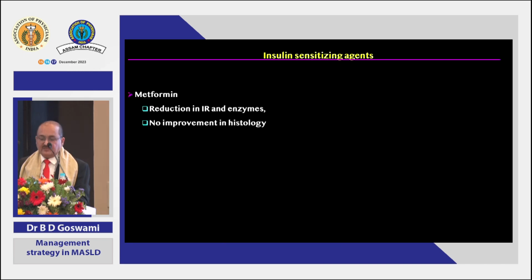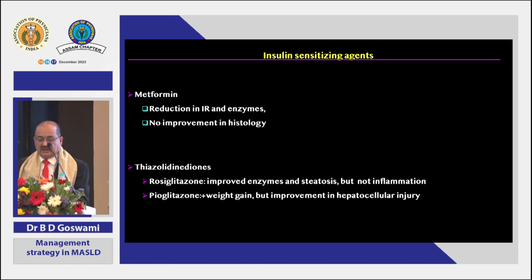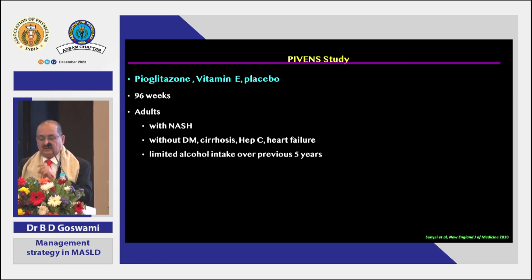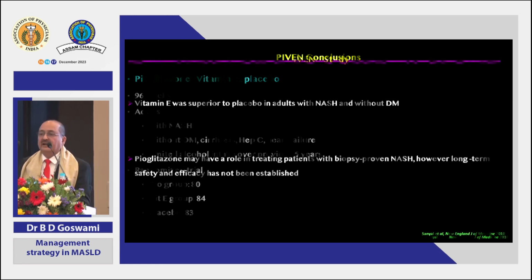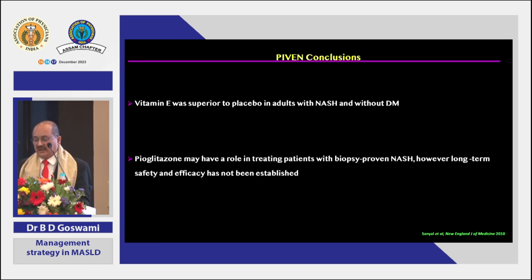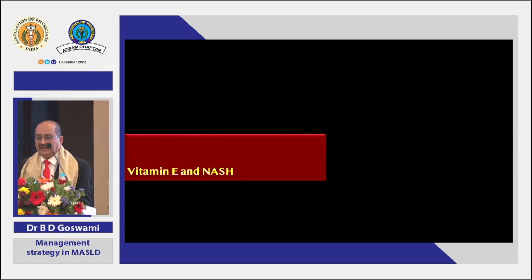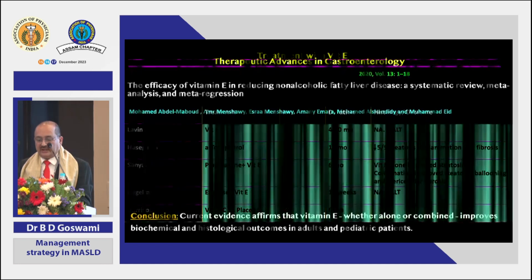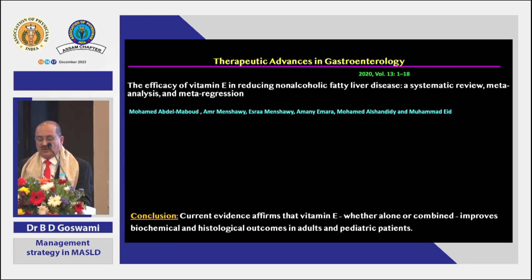Then we have other important medications, not approved for NASH but may be helpful: metformin, thiazolidinediones, rosiglitazone, pioglitazone. Then we have the PIVENS study published in 2010, and it clearly showed, with placebo, vitamin E, and pioglitazone in a 96 weeks treatment study, that there is an advantage of pioglitazone as well as vitamin E. Now coming to vitamin E, there are so many studies, it is established today that it is very helpful for NASH.